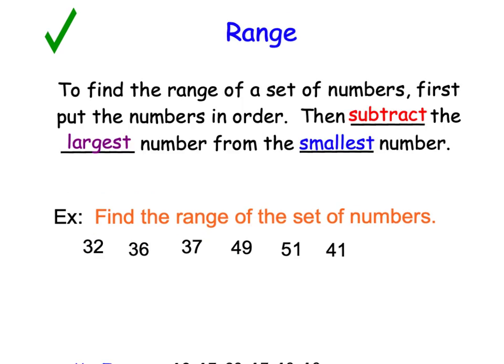And lastly, we have range. And to find the range of a set of numbers, you first put the numbers in order. You need to subtract the smallest number from the largest number, and that will give you kind of a number that represents how spread out your data set is. So I'll give you a few seconds to write down that definition.